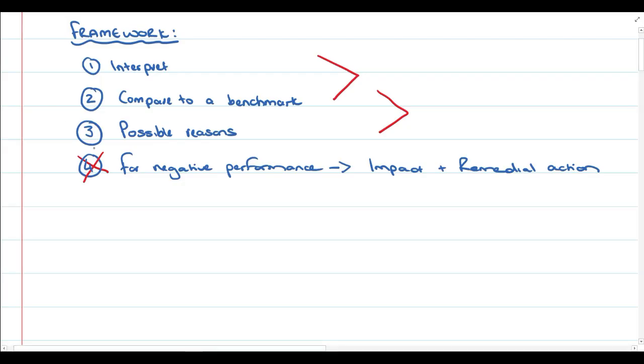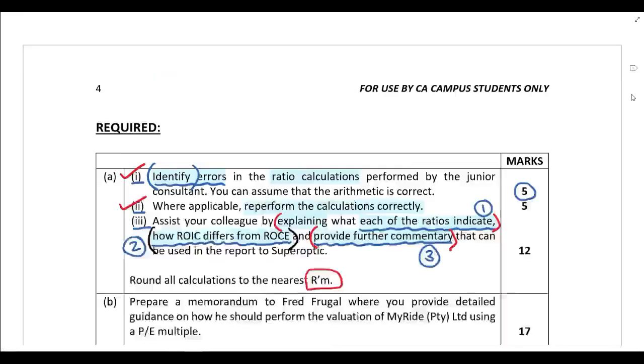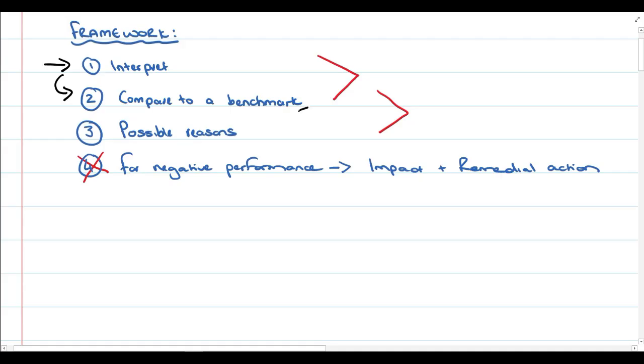So there's a bit of an overlap over here. First, we are going to look at interpreting the ratio and explaining to your junior colleague what that ratio can be compared to. Then, ignoring the second part of the required, we'll look at that independently. Then, when we come to providing further commentary, we will actually compare the ratio to a benchmark so that we can say whether the performance is positive or negative. And in addition to that, we will provide possible reasons. Okay, so that's kind of how the framework fits into your discussion over here.